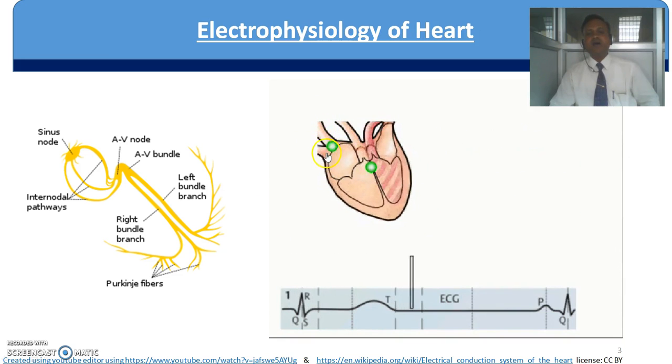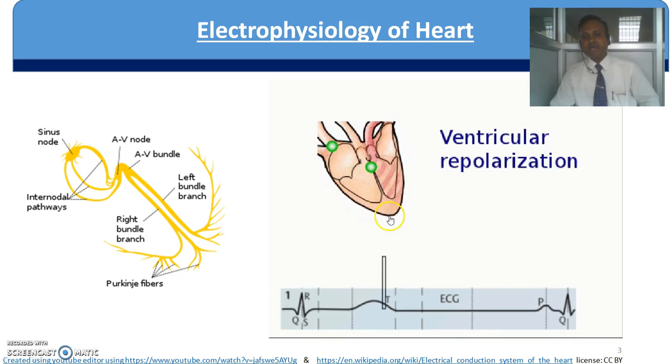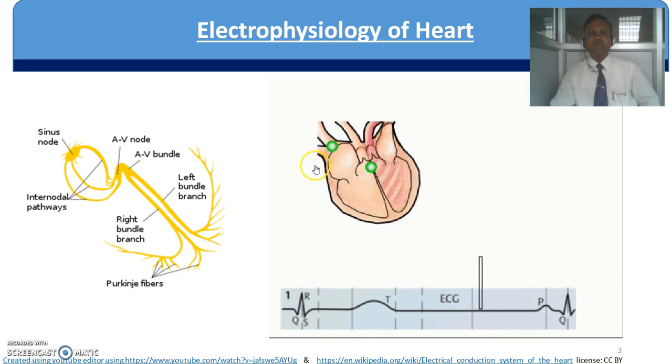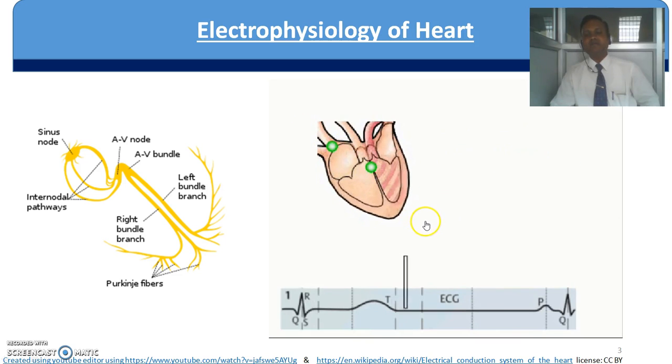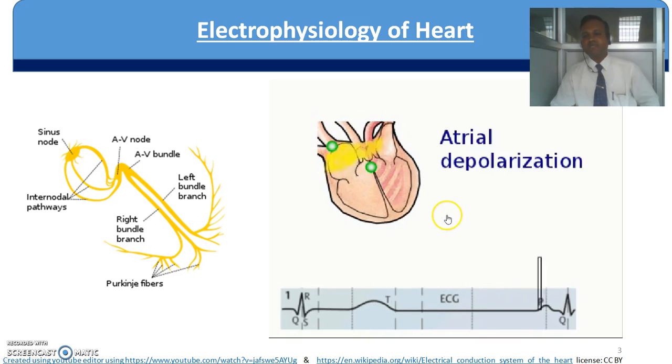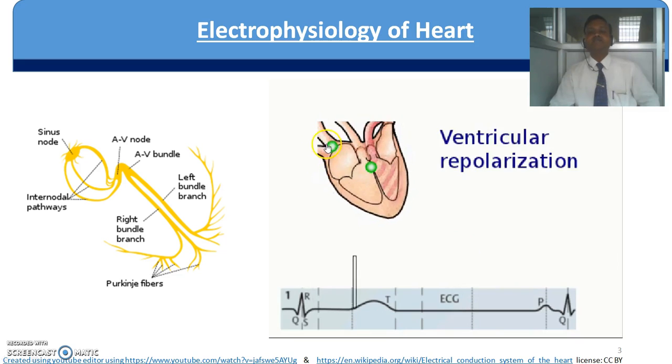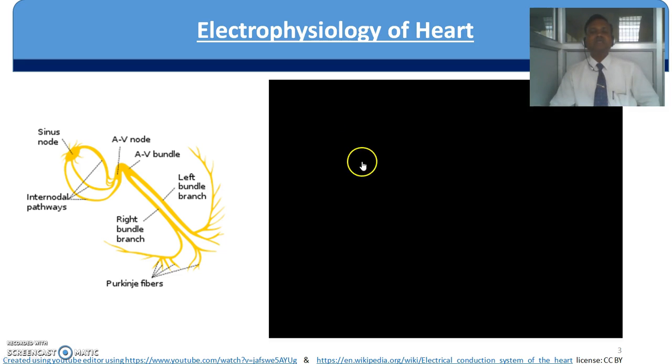This SA node will generate the impulse. It will be carried to the whole heart, and in response to such an impulse, atria and ventricles will be contracting in a particular sequence. This is how impulse is continuously generated in the SA node. It is carried to the walls of the ventricle, and to this impulse the heart muscles respond.